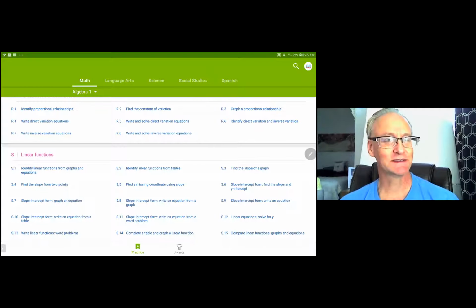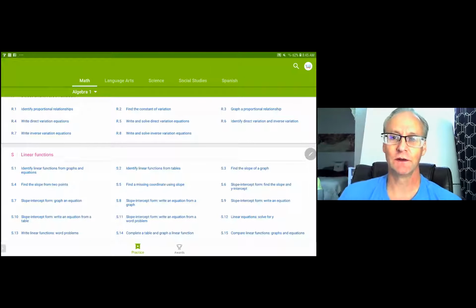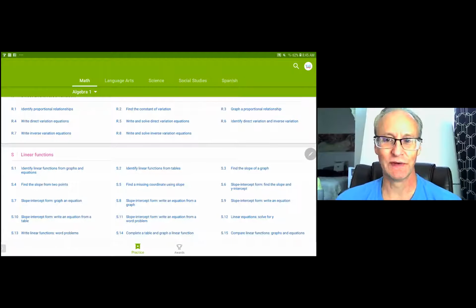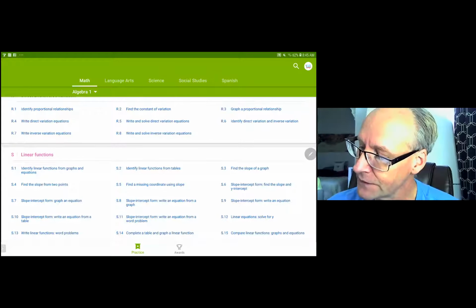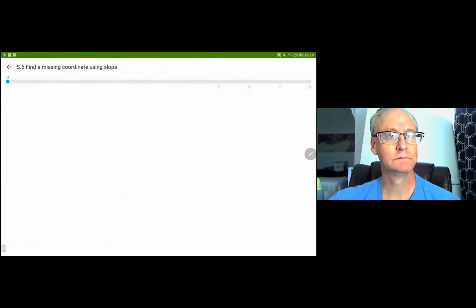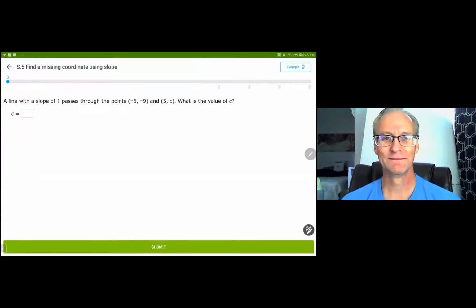This is section S, and I'm going to do S5, which is finding a missing coordinate if you're given the slope. So probably we're going to be using the slope formula, substituting, simplifying, solving. So here it is, finding a coordinate using the slope.